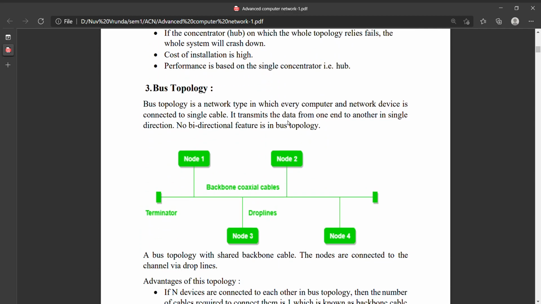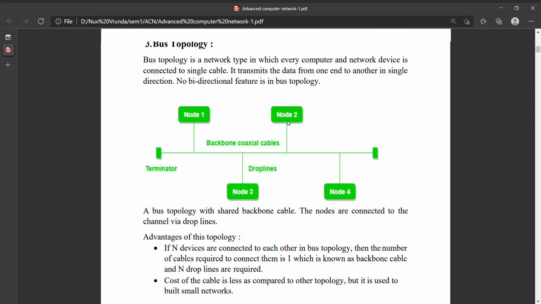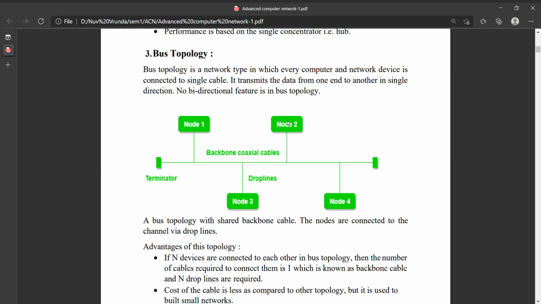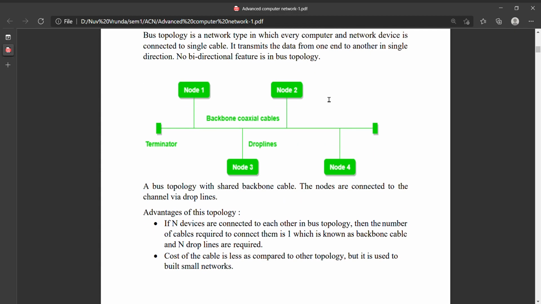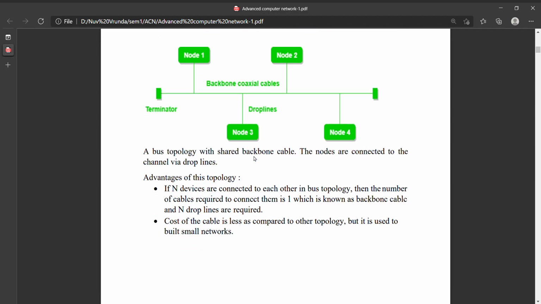Next is bus topology. Bus topology is a network type in which every computer and network device is connected to a single cable. It transmits the data from one end to another in a single direction. No bidirectional feature is available. As shown in the figure, each node is connected with a common bus line, a common cable, and then connected with each other. So this is a bus topology.